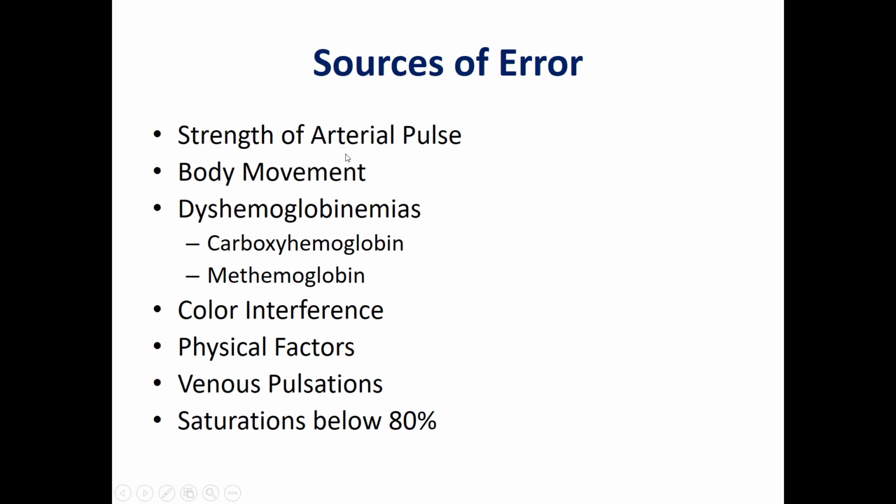We will now talk about more sources of error in the first generation. First of all, the strength of the arterial pulse and how it will change this signal; body movement, as we saw before in the slide; the presence of dyshemoglobins such as carboxyhemoglobin and methemoglobin and how they change the reading; color interference and its impact on the SpO2 reading. We also have physical factors, venous pulsations, and saturation below 80%, which, as we said before, is called severe hypoxemia.